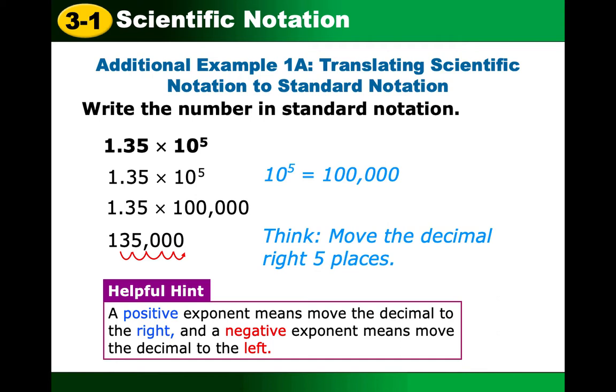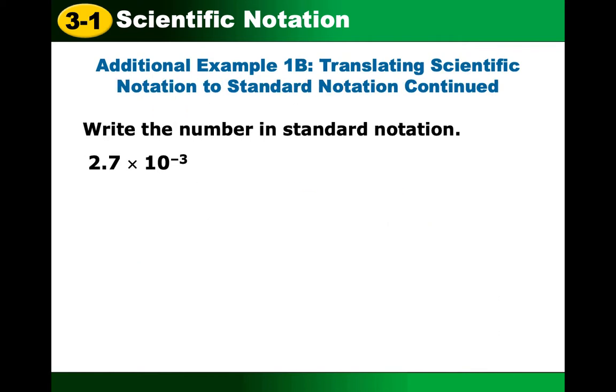Let's do another example. Write the number in standard notation. So the number is 2.7 times 10 to the negative third power. So what does this mean? We have 2.7 times 10 to the negative third power. What is 10 to the negative third power again? Well, if you remember, a negative exponent means that you take the reciprocal of the base, which is 10, and you keep the power of 3 as a positive. So this is 1 over 10 to the third, or 1 over 1,000. So you could say 1 over 1,000 or 1/1000th.